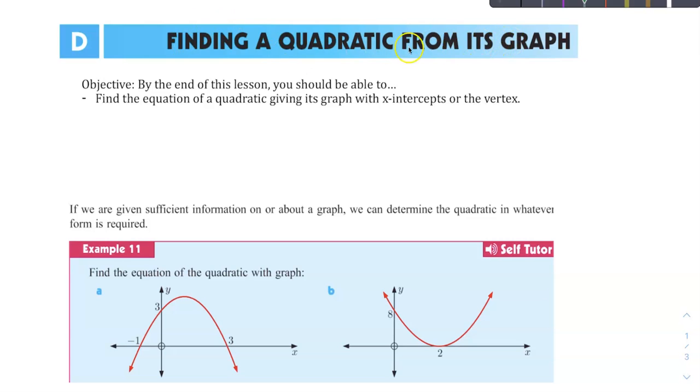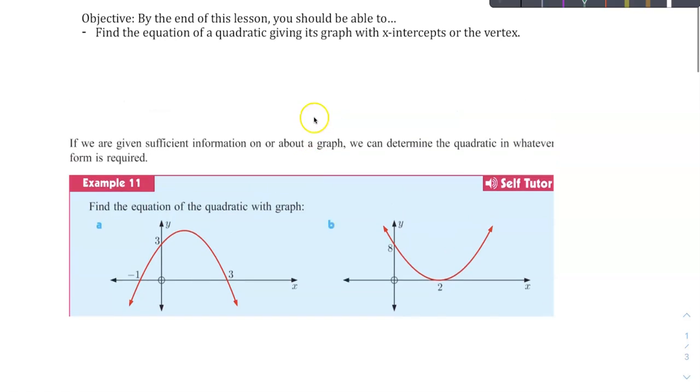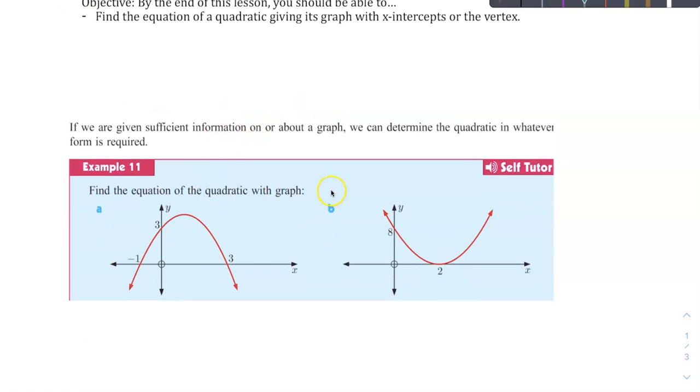Find a quadratic from its graph. Objective: you should be able to find the equation of a quadratic given its graph with x-intercepts or with the vertex. So, it's exactly what it sounds like. I'm going to give you a couple of graphs, and you're going to find the equations of them.